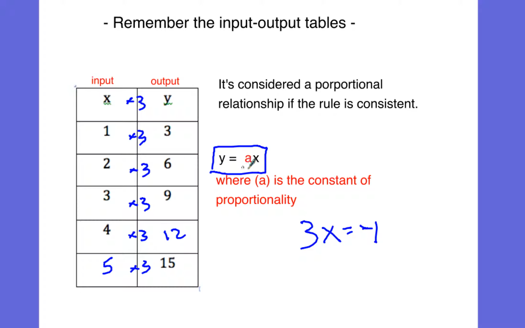Now, the only difference is we have a new term. Whatever that number a is, which happens to be this 3, this is the constant of proportionality. Okay, this piece right here is my constant of proportionality. So the constant of proportionality is the number that is being multiplied by my input. That's my constant of proportionality. That is pretty much what the rule is.